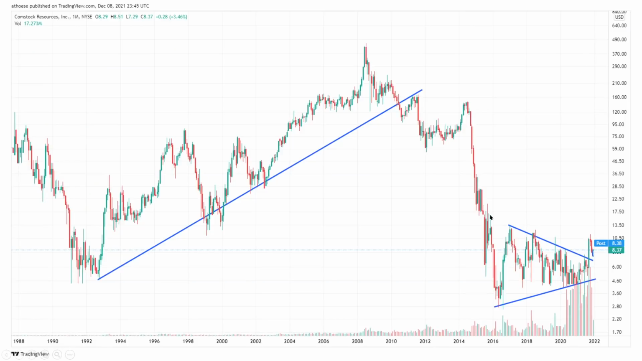Here's Comstock Resources. This thing is just breaking out of its pattern. It's kind of a laggard. It's coming on back. Another one to look at, in my opinion, right here is CRK.